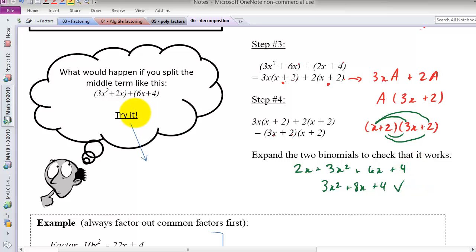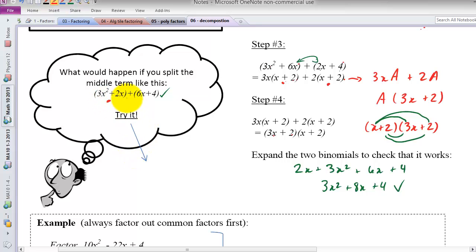The next thing I do is I ask what would happen if we split the middle term in a different way. So here I just arbitrarily said 3x squared plus 6x plus 2x plus 4, but there's no rule that I would have done 6x plus 2x. I could have split it the other way. I could have had it look like this. So let's try what it would look like if I do it that way.